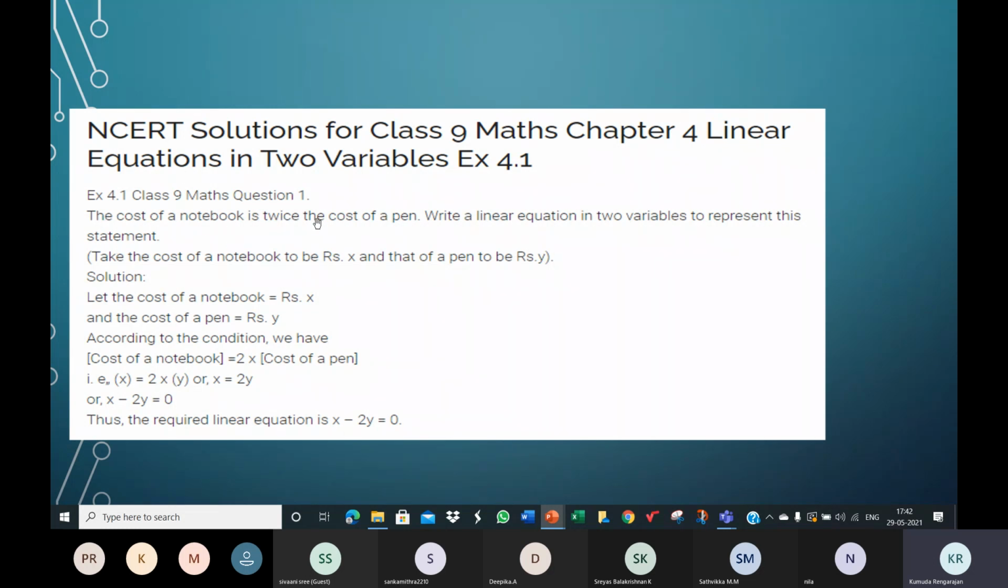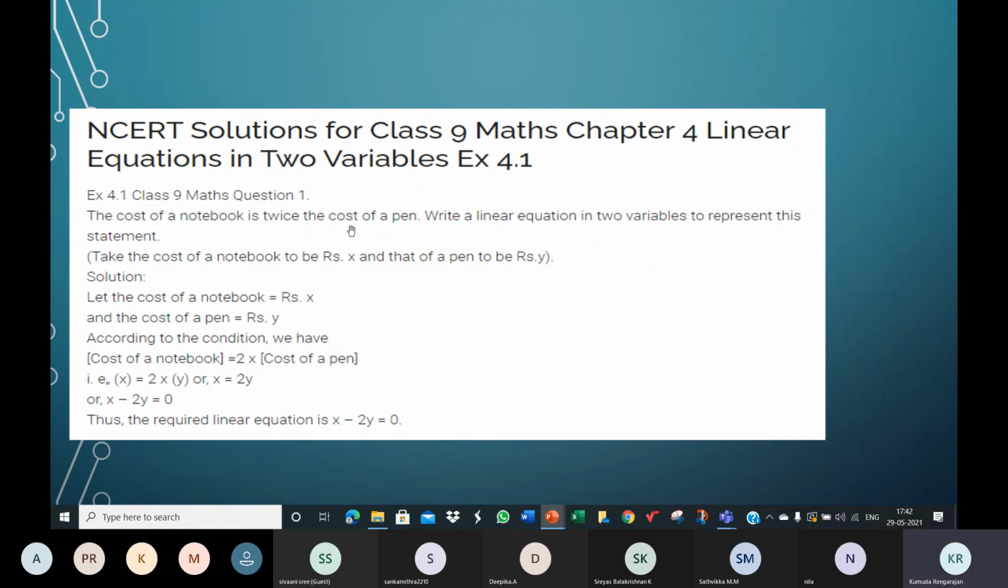Now, the cost of a notebook is twice the cost of a pen. Write a linear equation in two variables. Okay, here we have to use two variables. So write a linear equation in two variables to represent this statement. This instruction has been given to you. Take the cost of a notebook as rupees X, and that of a pen be rupees Y. You are expected to take the cost of a notebook as X and the cost of a pen as Y.